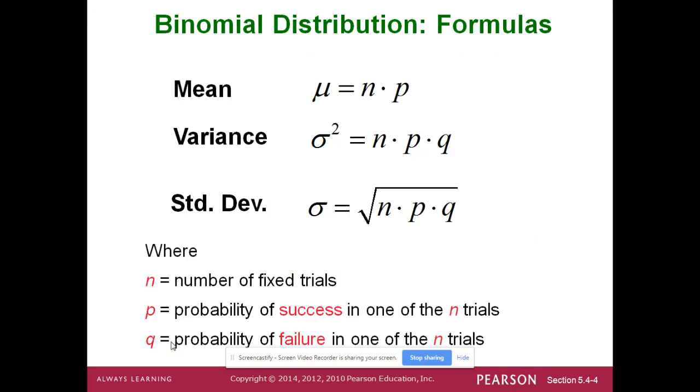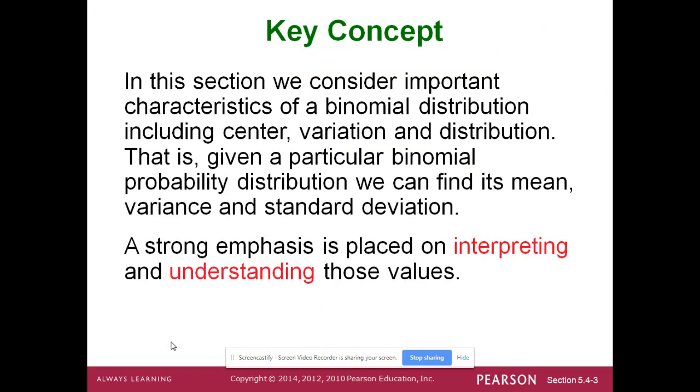Section 4. All right. So still dealing with binomial probability distributions. Important characteristics of those, including the center, variation, and the distribution of a particular binomial probability distribution. So we're looking at mean, standard deviation, variance, those things. So this is interpreting and understanding those values. We're interpreting what they mean.